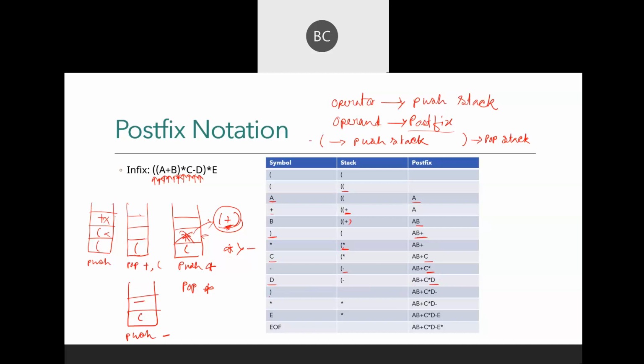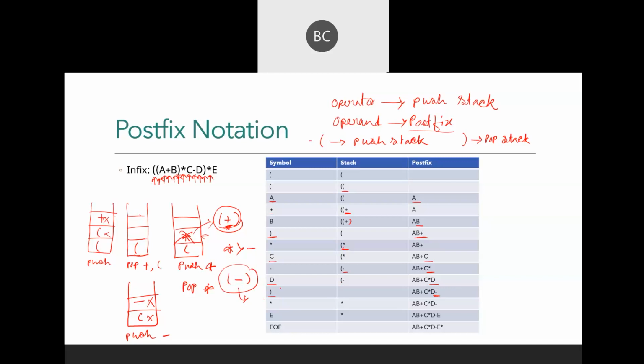Okay. Next you have a right parenthesis. Same rule: whenever you find a right parenthesis, you will pop out from the stack until you get the left parenthesis. That means you will pop out the minus sign, and this one is complete. So you will pop out the minus sign and print it in the postfix notation. Okay, so this one is done.